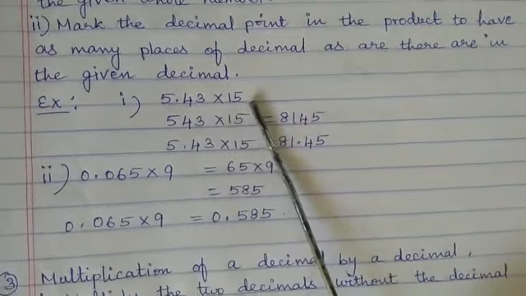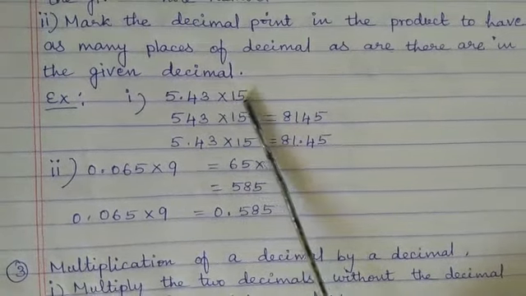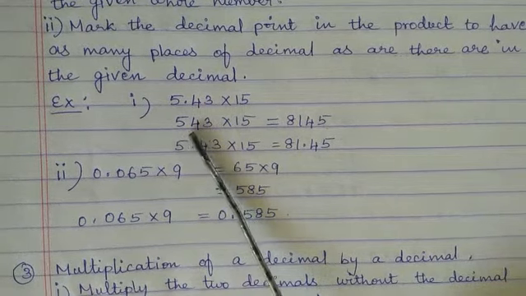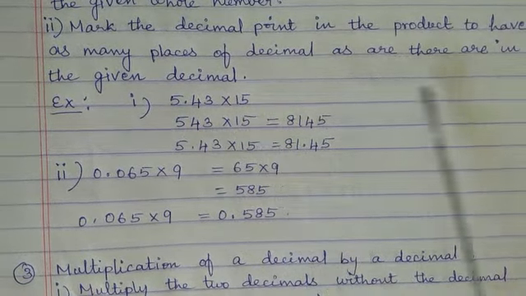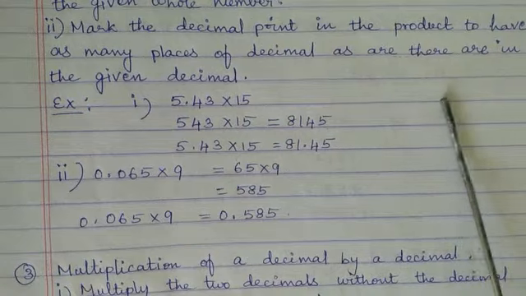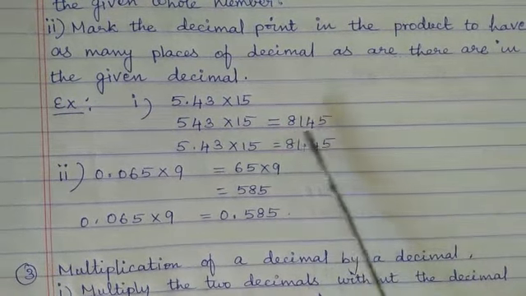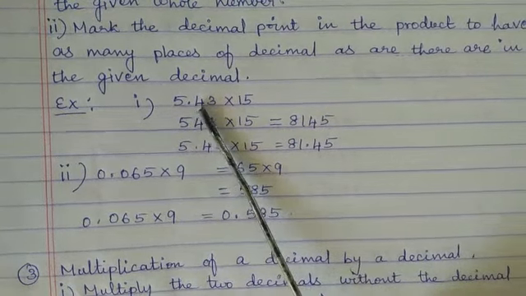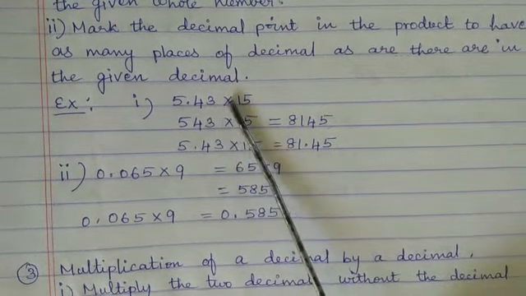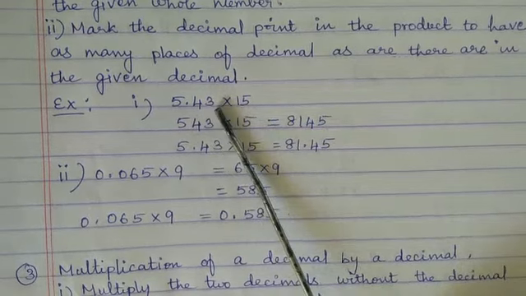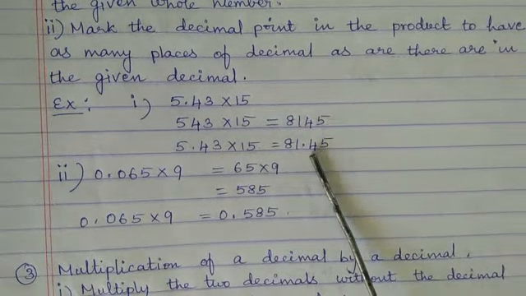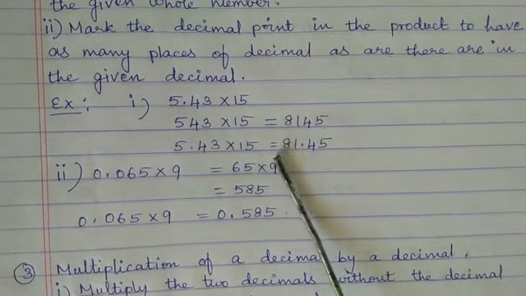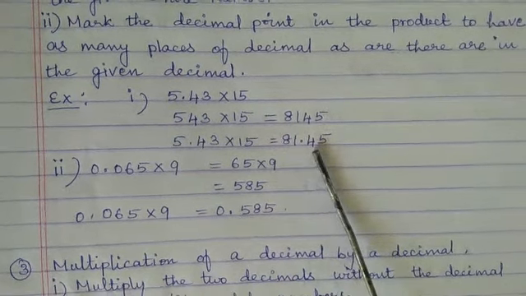Just see the example, then you will understand it. 5.43 multiplied by 15. That is a decimal number multiplied by a whole number. So I remove the decimal point, that is 543 multiplied by 15. That is ordinary multiplication, you will do it in 2 steps, and the product will be 8145. In the question, after the decimal point 43, there are 2 decimal places. So in the product, I will put 2 decimal places. That is 5.43 multiplied by 15 is equal to 81.45.